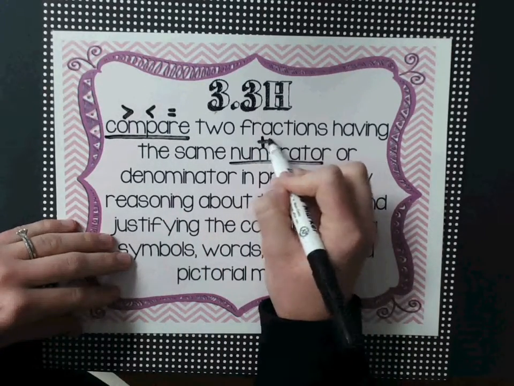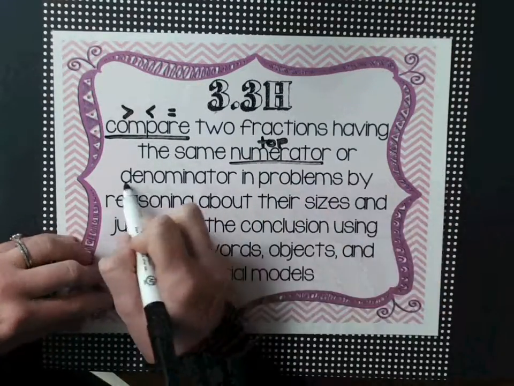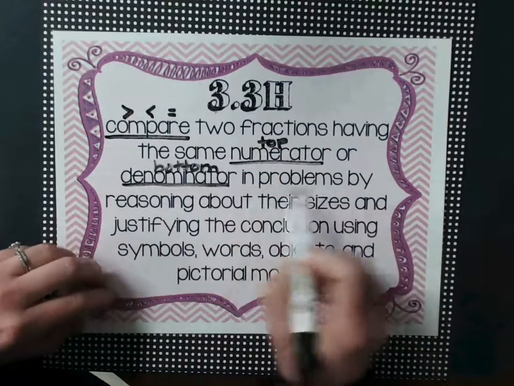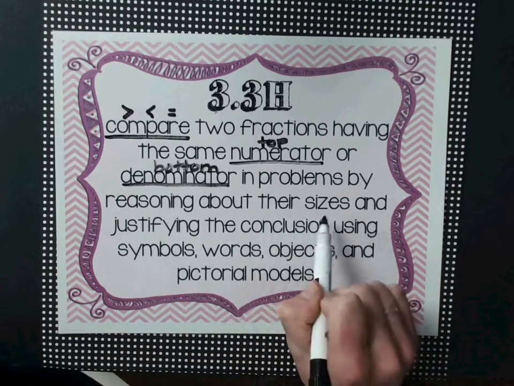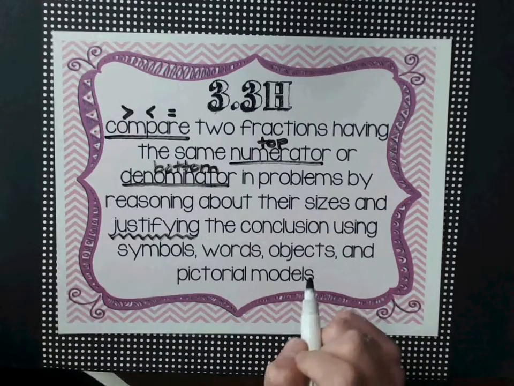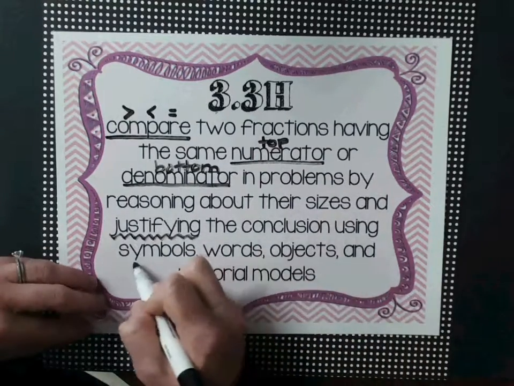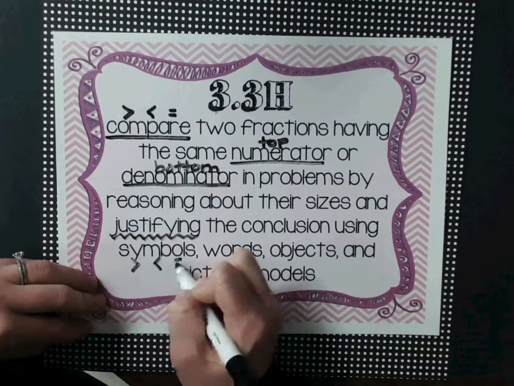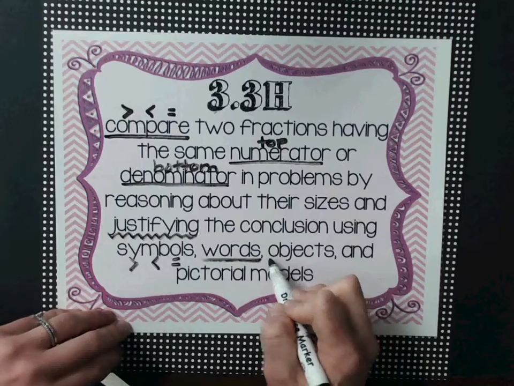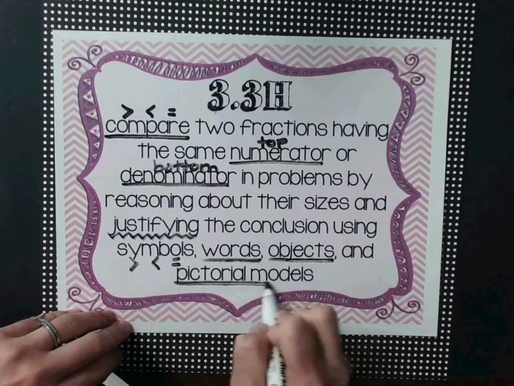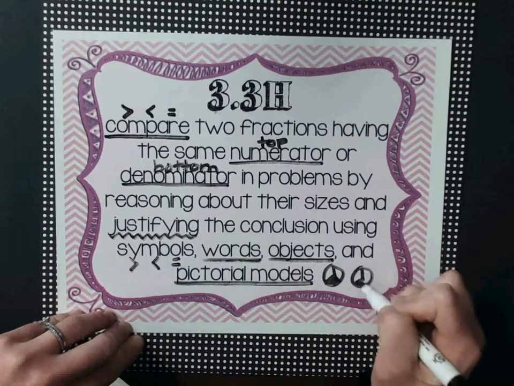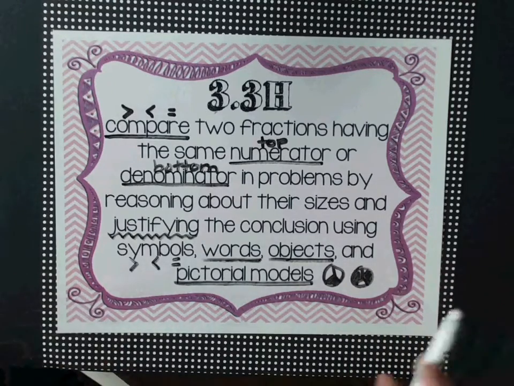The numerator is the top number of a fraction, and the denominator is the bottom number of a fraction, in problems by reasoning about their sizes and justifying, meaning we are going to explain the conclusion using symbols, greater than, less than, or equal to, these symbols, words, objects, which would be things, and pictorial models, which would look like this. Those are our pictorial models.